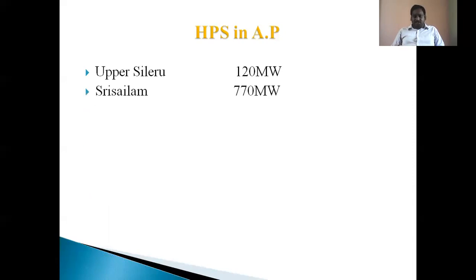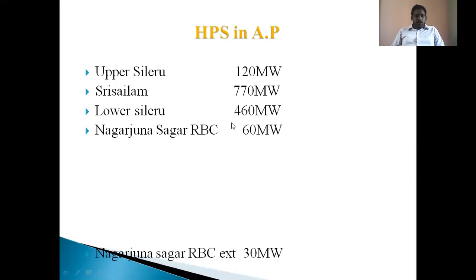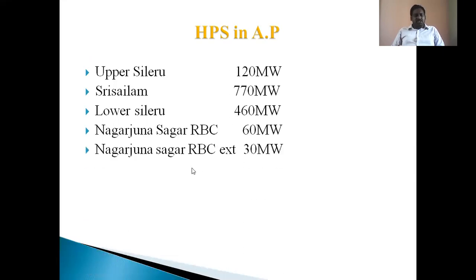Srisailam, in Kurnool, is 770 megawatts. Lower Sealeru, in Vizag, has an installed capacity of 460 megawatts. Nagarjuna Sagar project is at 30 megawatt power generation. Right bank canal, external. And in Nagarjuna Sagar, one more canal is there. From this, 50 megawatt existing power generation is there, not installed capacity. General power generation capacity, base load power generation.